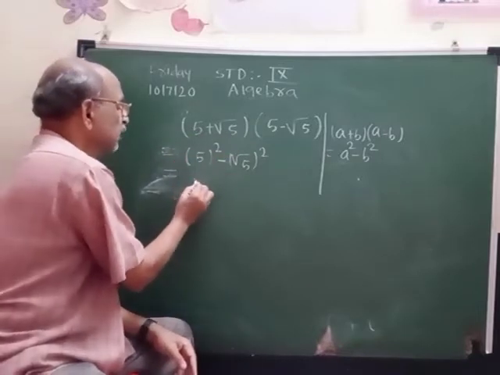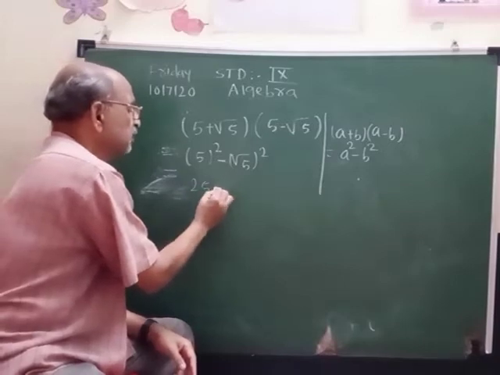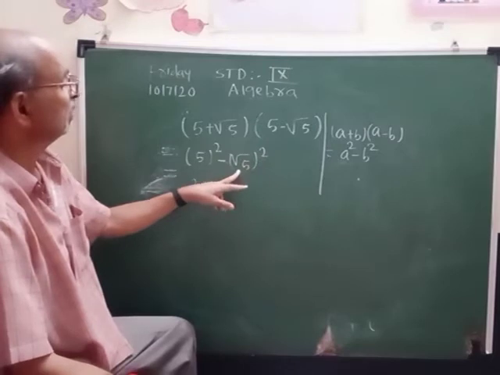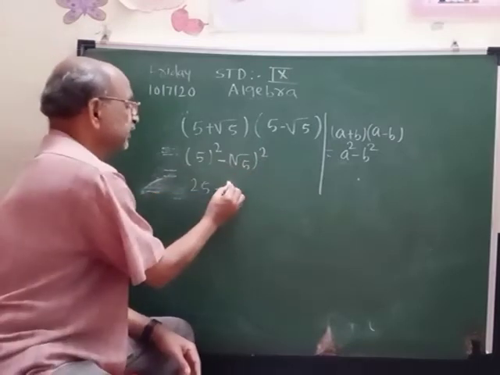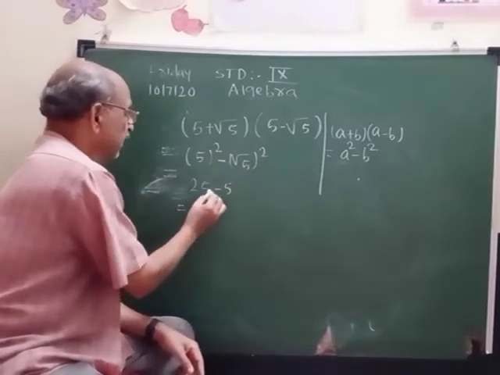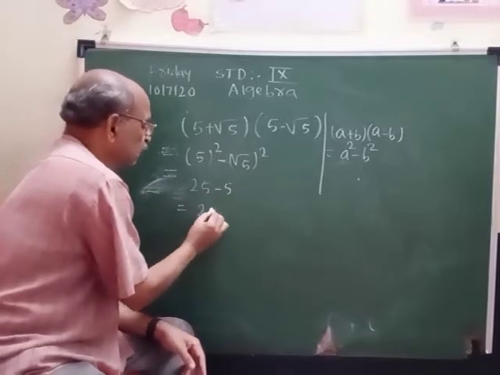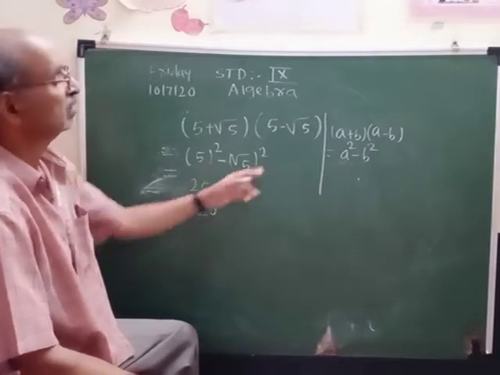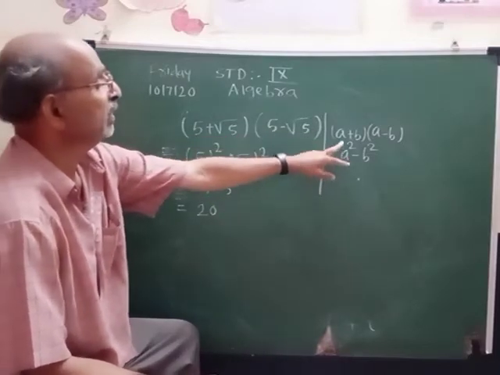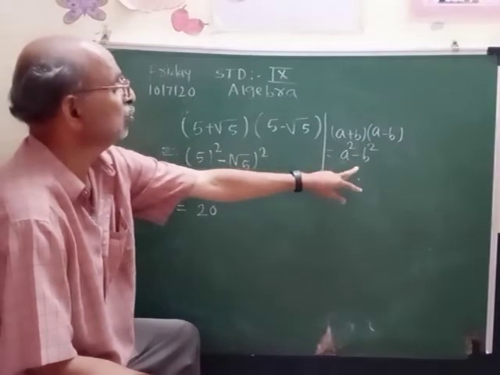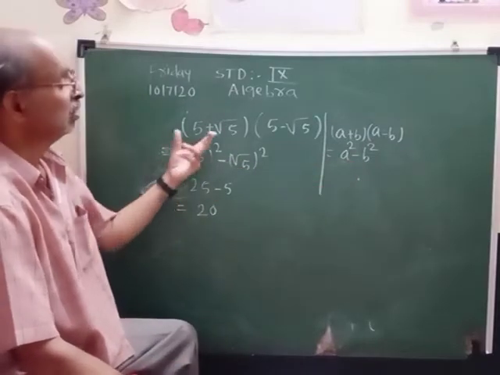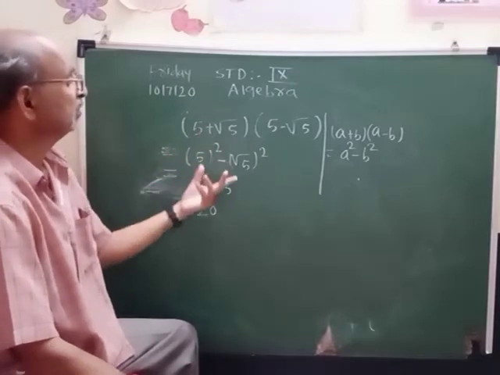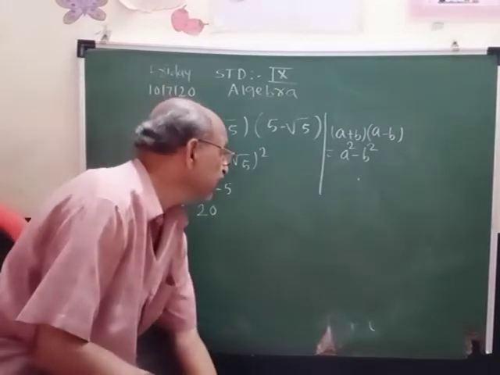So square of 5 is 25, minus, as I said in the last example, where the square of a root number is there, the answer is that number itself. So 25 minus 5, and here both are rational numbers, so we can subtract. Answer is 25 minus 5 is 20. So we have used here the identity a plus b into a minus b is equal to a square minus b square. So by using the different identities, we can solve multiplication or any operation on rational and irrational numbers.